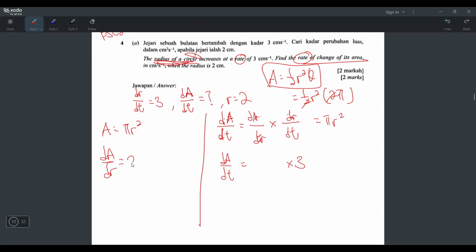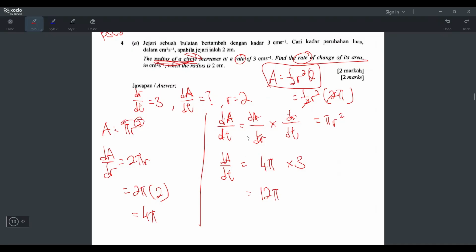So differentiate this, you get 2 pi r. Because when you differentiate, you take the power times the number in front, but there's nothing here, it is 1, so 2 times 1 is 2, and then power minus 1, so pi r to the power 2 minus 1, pi r to the power 1. Power 1 you don't need to write. Now only you sub the 2, so it becomes 4 pi here. And then 4 pi times 3 is just 12 pi.